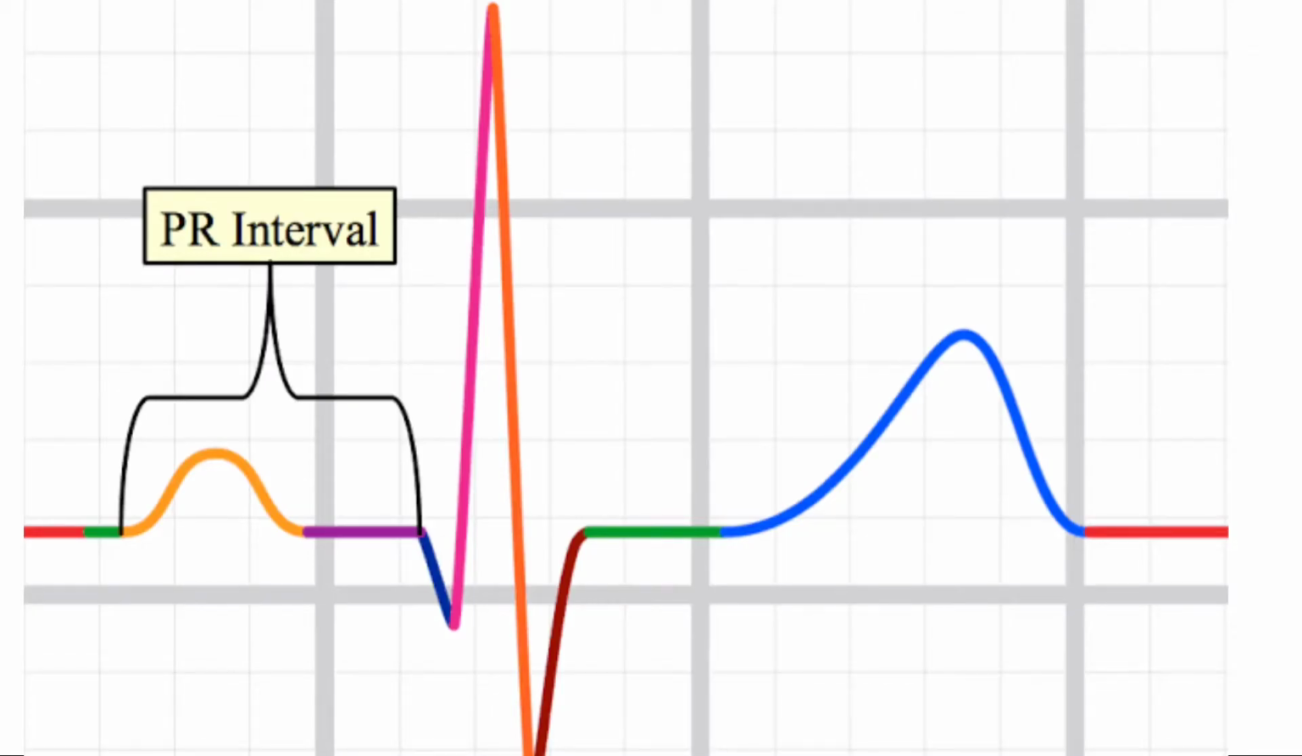It is the interval between P-wave onset and QRS complex onset. It represents intraatrial or AV nodal conduction. The normal PR interval duration is 0.12 to 0.20 seconds.